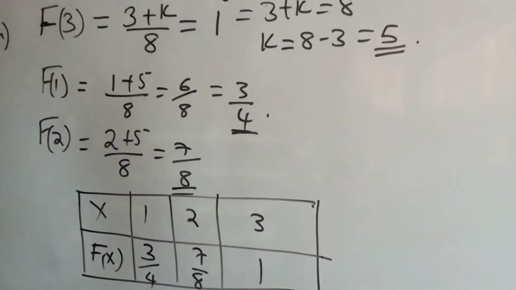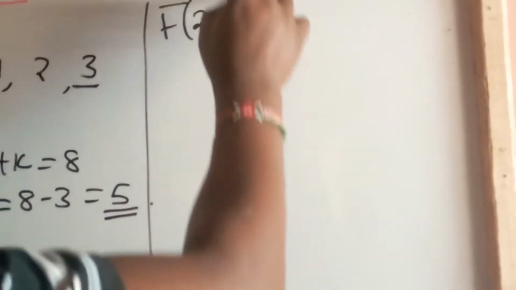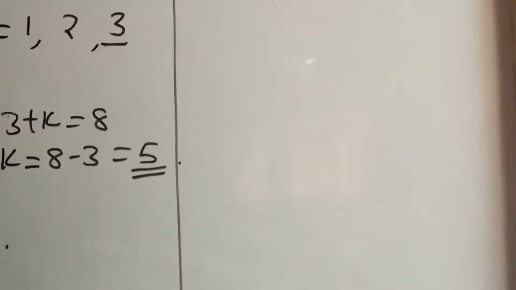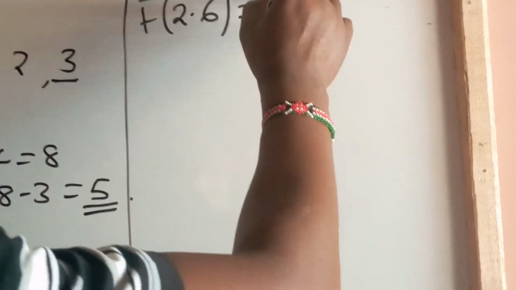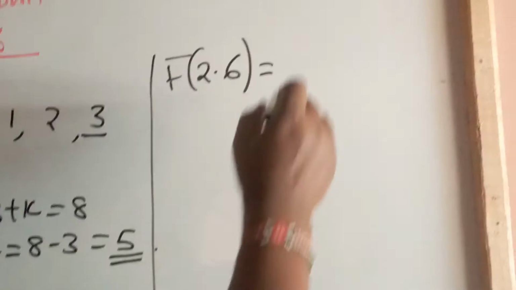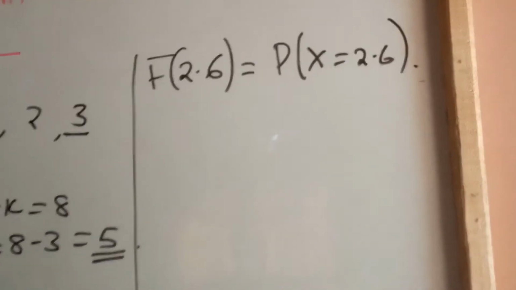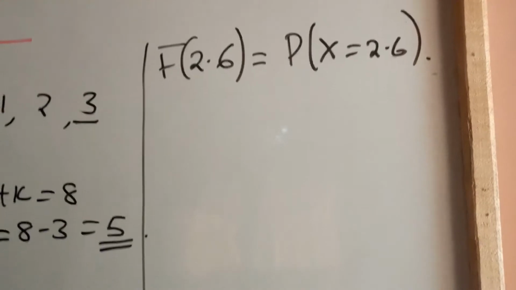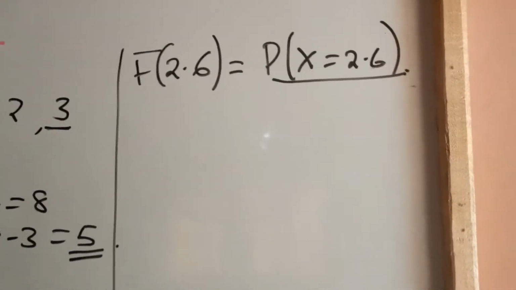Part C, write down F(2.6). I don't want to rub that table, we are getting back there. You realize that F(2.6) simply means the probability of X being equal to 2.6 or less than or equal to that.